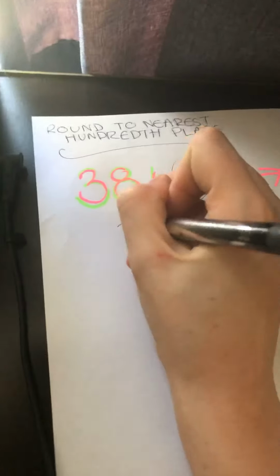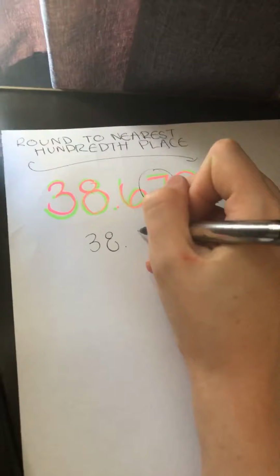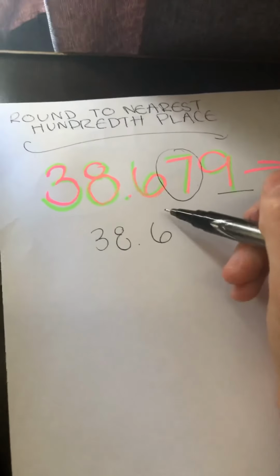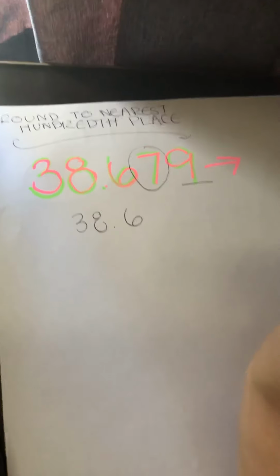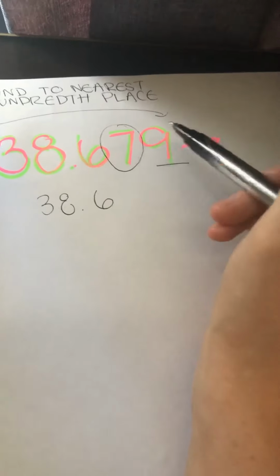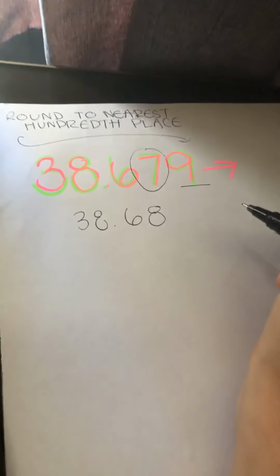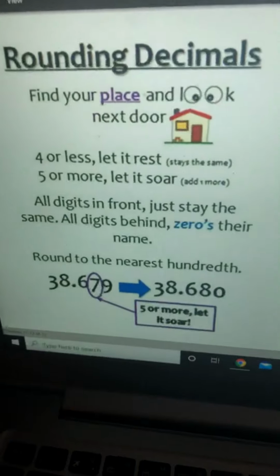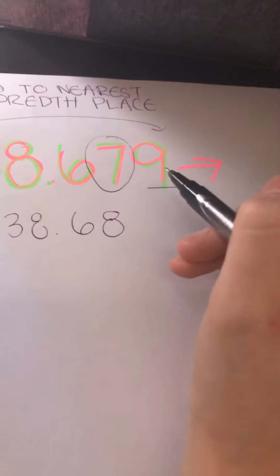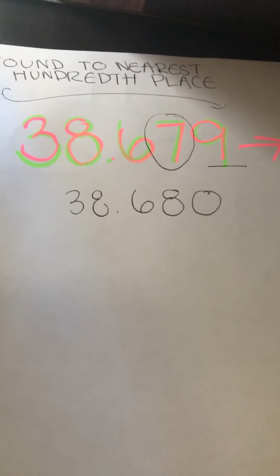So you're going to start by writing all the numbers in front of it, because all the numbers in front are going to stay the same. So see, it is staying the same. And since you're going to let it soar, you are going to change this number 1 up. So this would be 8. And if you remember, all digits behind zeros their name. So you're going to change the 9 to a 0. And that is the example.